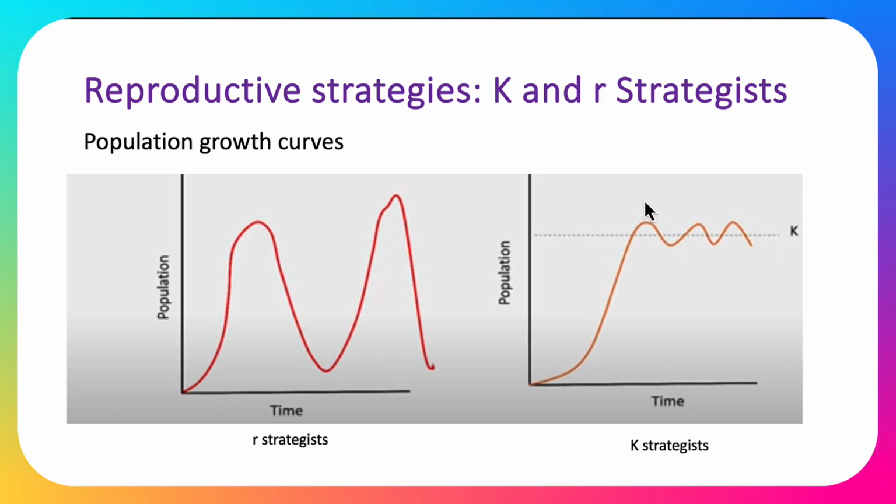Whereas the K strategists, because they're around this carrying capacity, they thrive in an environment that's stable, but that there's lots of competition. So they need to look after their young. They need to really nurture their young. So they have less offspring, but they look after them really well. So if the R strategist's strategy is about quantity of offspring, the K strategist's strategy is about quality of offspring. So let's have a look at these two.